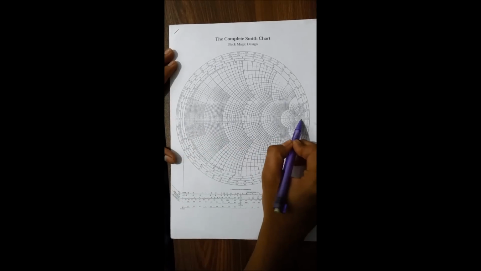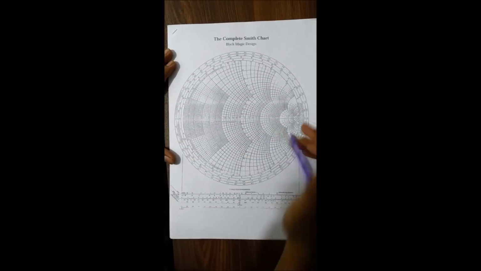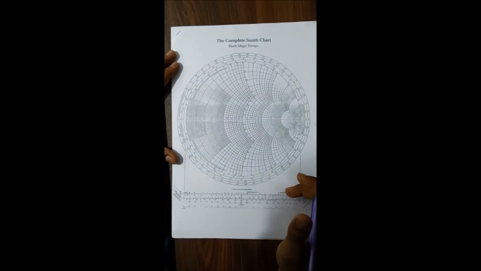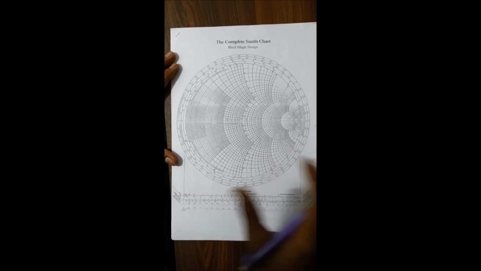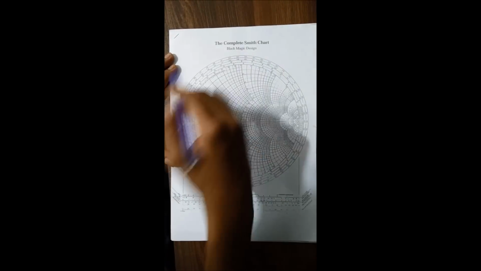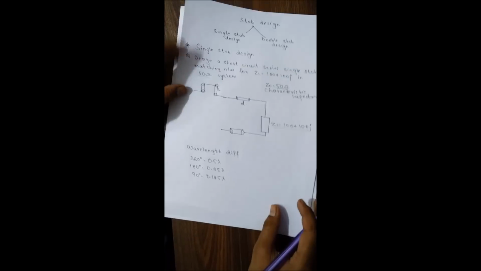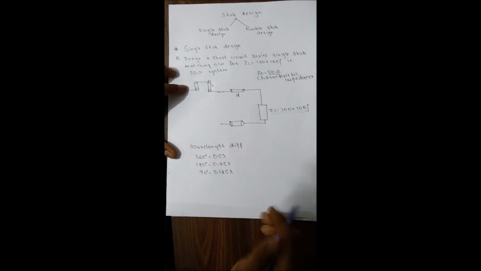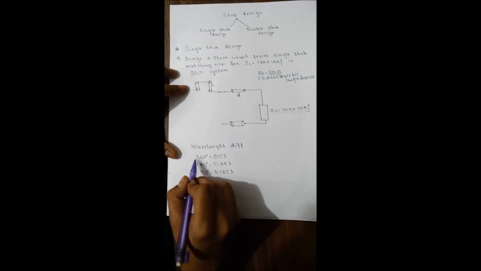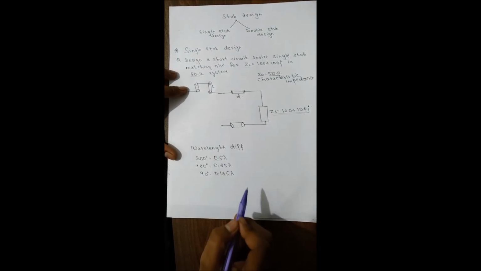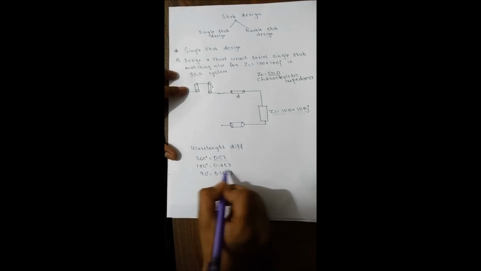The center line of the Smith chart is considered to be the real axis. The upper half is considered to be the inductive part and the lower half is considered to be the capacitive part. For calculation of wavelength, we consider the outer two rings of the Smith chart, where 360 degrees of the complete Smith chart is denoted by 0.5 lambda, 180 degrees is given by 0.25 lambda, and 90 degrees is given by 0.125 lambda.